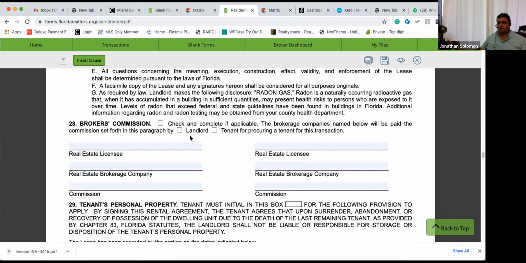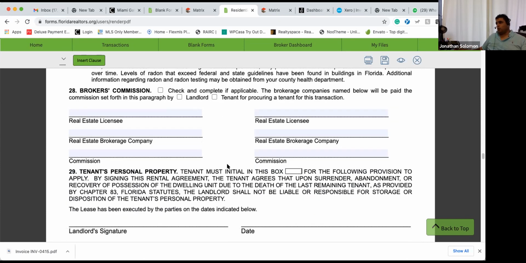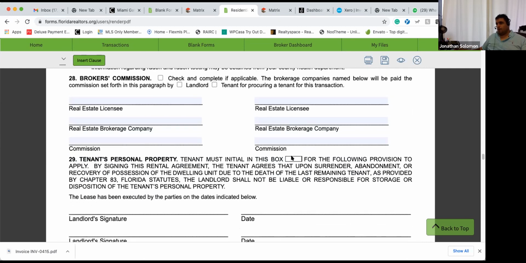Different sections, broker's commission. It's extremely important to insert the real estate licensee information, their full name, the brokerage name, and the commission amount. Very, very important, at least on your side, to make sure that your side is disclosed here, to make sure that you're going to be paid your commission. Have the tenant sign this box to let him know that the landlord is not responsible for his personal items.